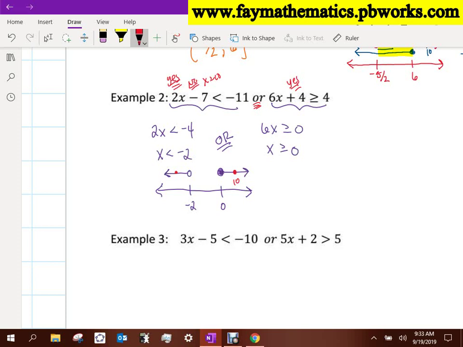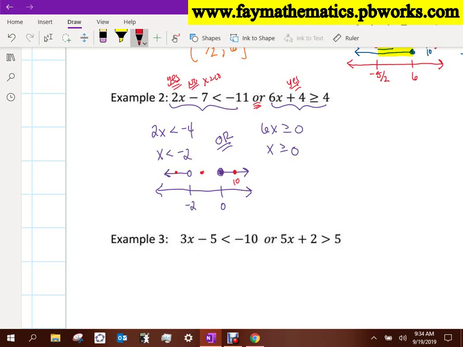What about a number like -1? What's that going to do? It's going to make them both false, right? Yep. I put -1 in there, I get -9 is less than -11. That's not true. And then, I don't know. Sometimes this thing just blocks off. So -1, if I put that in, I get 2 is greater than or equal to 4, and that's false as well, right? Okay, so the points that are not graphed are going to be false in both of them.